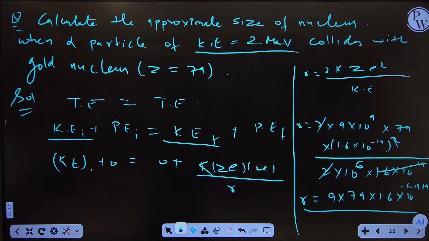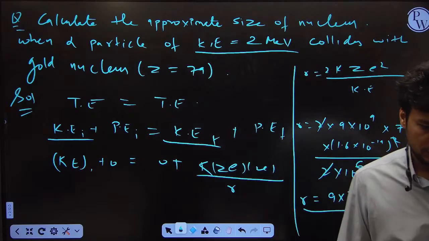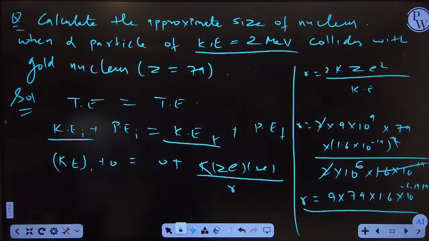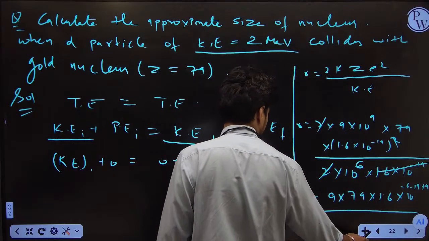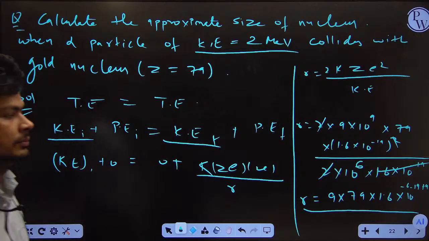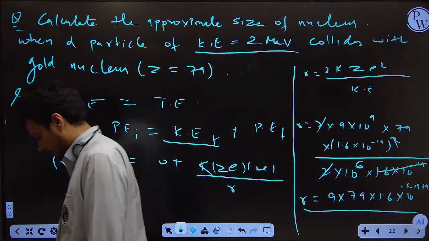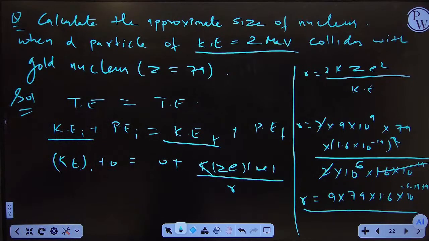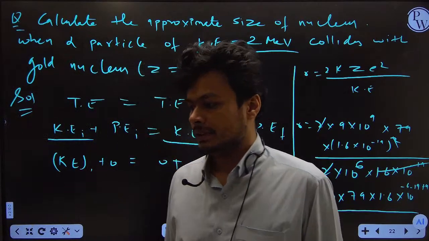Okay, chalo. Next is: find approximate radius of nucleus of nickel atom. Mass number of nickel is 64.